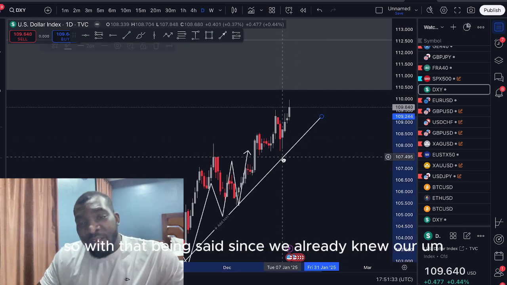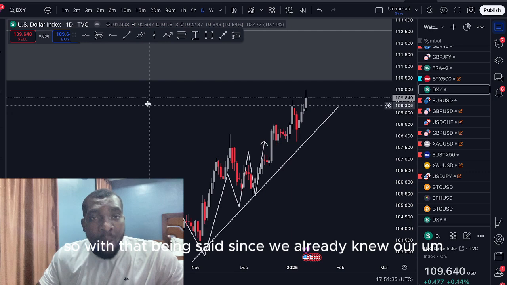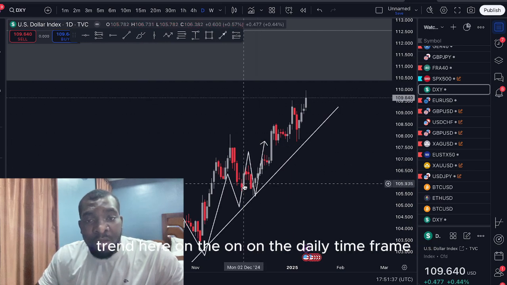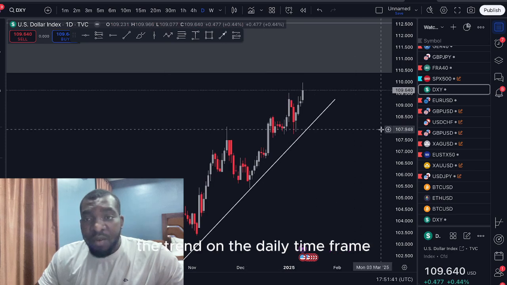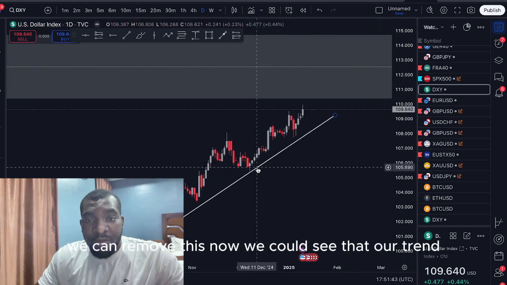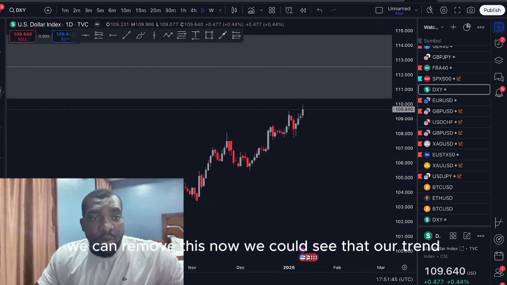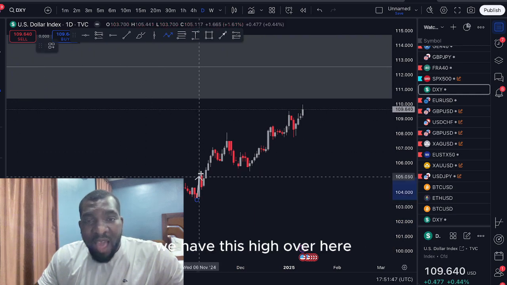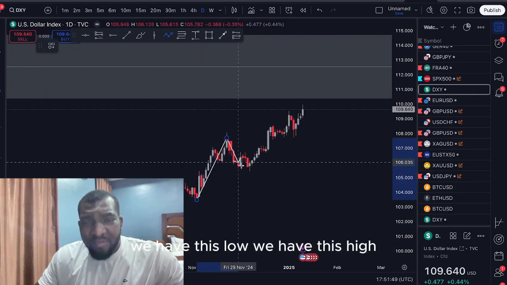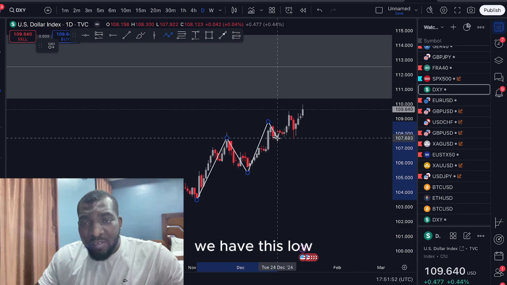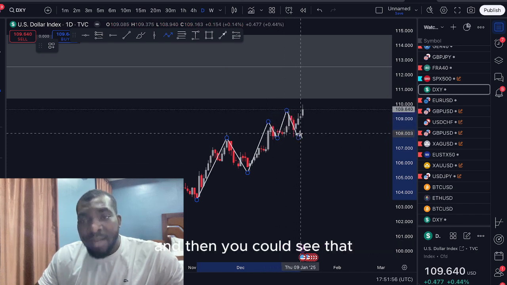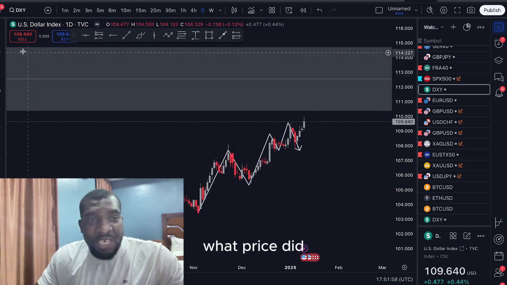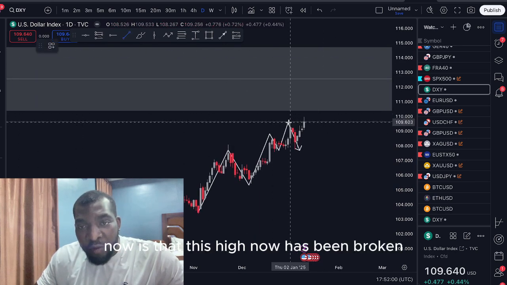So with that being said, since we already knew our trend on the daily time frame, let's draw the trend again, and then we can remove this now. We can see that we have this high over here, we have this low, we have this high, we have this low, then this high was broken to get a new high, and then we have this low. And you can see that what price did now is that this high has been broken.